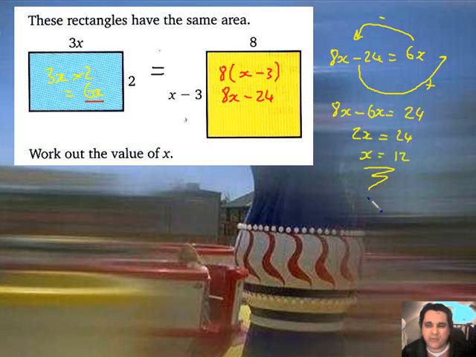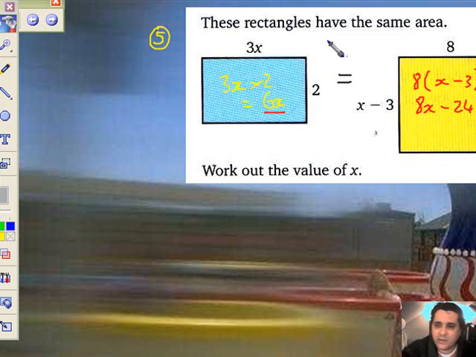I used a bracket obviously for the yellow square or rectangle, wherever it is, and worked out the value of x. I didn't need to use a bracket, I could have just said 8 times x, 8x, 8 times 3, 24, and called it 8x minus 24. But anyway, I've showed you to use the bracket.